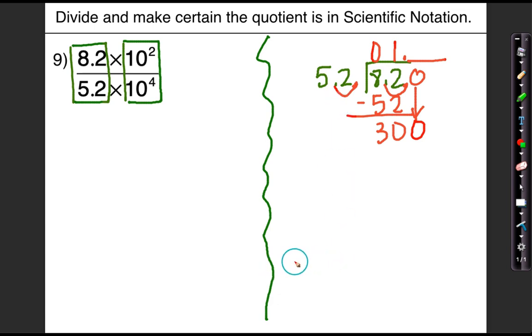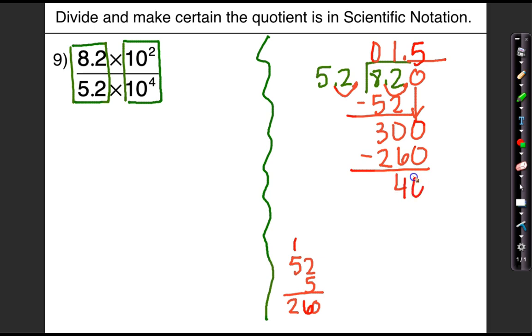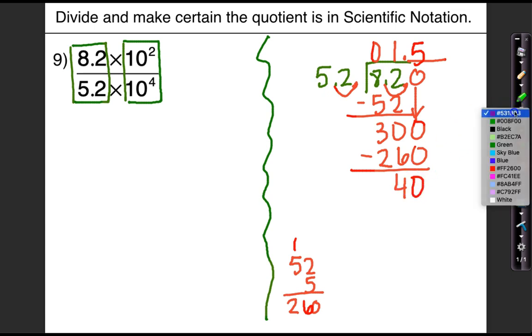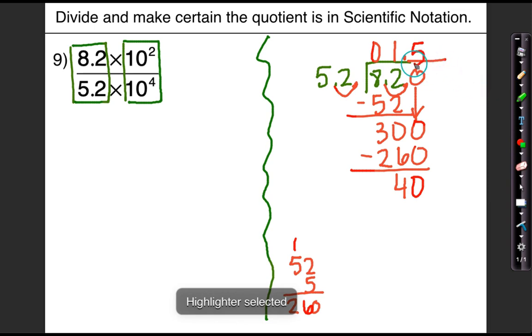So I wouldn't want to try 6. I would actually want to try 5. So let's try 5 to see what that gives us. That's going to give us 260, which I think is pretty close. So let's go ahead and put a 5 on top of the 0, which is going to give us 260. We're going to be left with a 40. It doesn't go in nicely, so we're going to check how far we need to go in order to round to the nearest tenth.